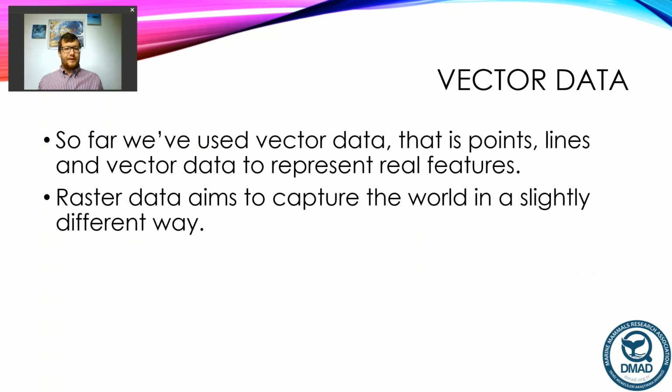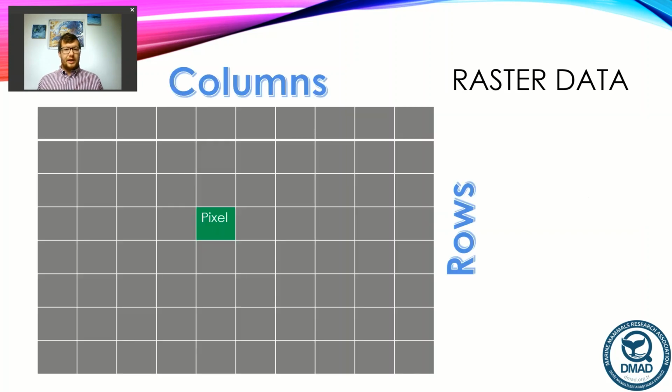Okay, so far we've used vector data, and that is the points, lines and polygons, and we've used these to represent real features. Raster data aims to capture the world in a slightly different way. In raster data we have a grid of pixels, or a grid of cells, made up of rows going down our screen and columns going across our screen, just like an Excel spreadsheet, and then one of these row and column squares is called a pixel.